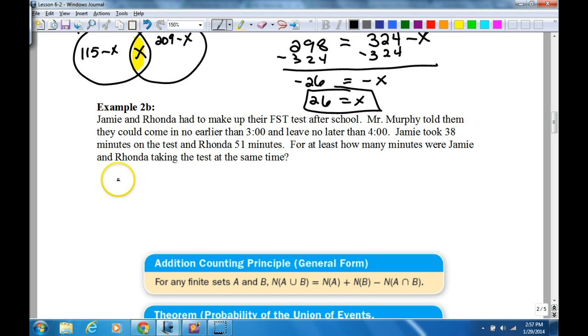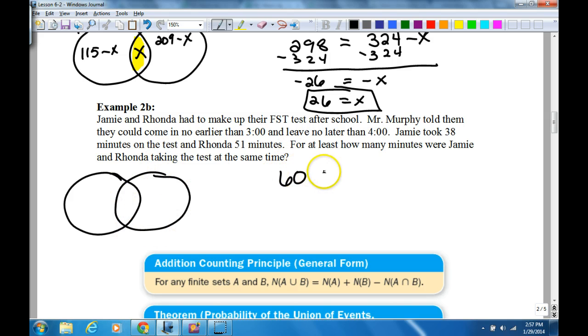We have Jamie and we have Rhonda. Yep, we have a total of 60 minutes, right? Add up 51 and 38, and then we're going to minus them. Okay, so we have an x here. We have 38 minus x here. Wouldn't it only be 38 because that's as long as Jamie took? But they can come in later, you can come in at like 3:30. Yeah, for at least, not for how many maximum. So yeah, at least, yep.